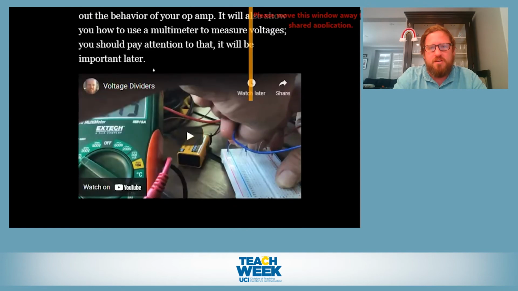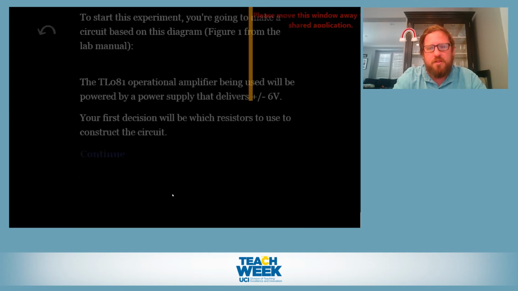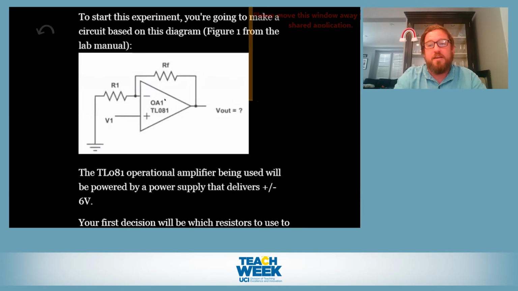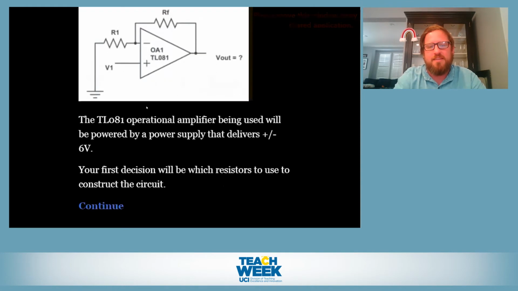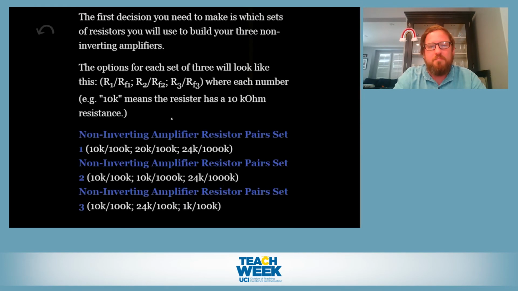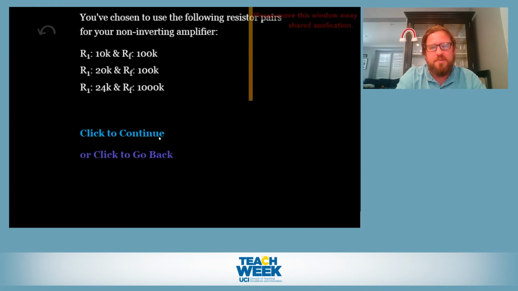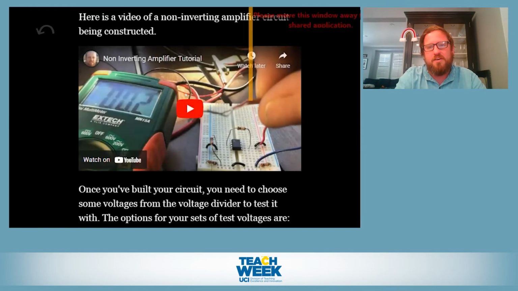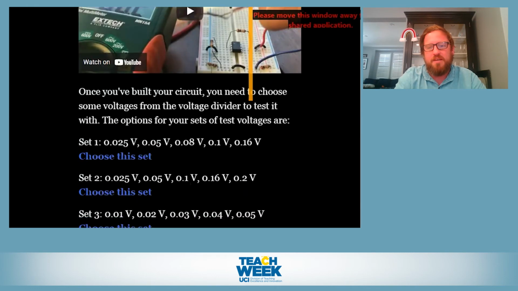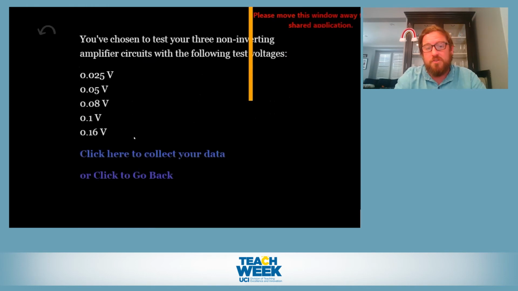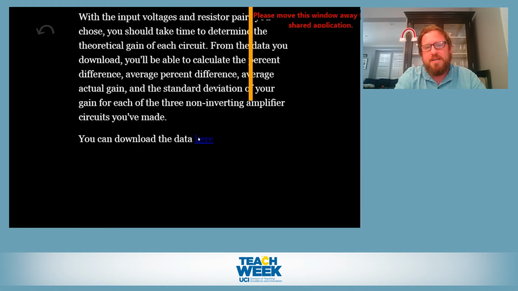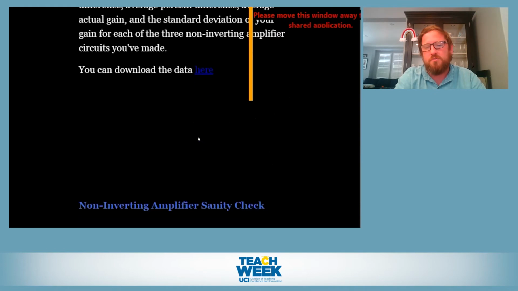So the students, they'll watch a video and they'll say, okay, we'll click here to build our first circuit. They'll get a circuit diagram. Here's the circuit that you're going to build. They can choose the parameters that they want to use to build that circuit and say, okay, and then they'll get a video of that circuit being constructed. They'll choose voltages to test it with, and then they'll say, okay, here's my data. And if they click here, they'll go to a Google Sheet.